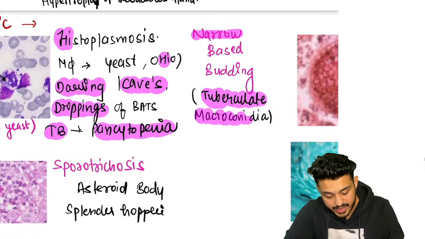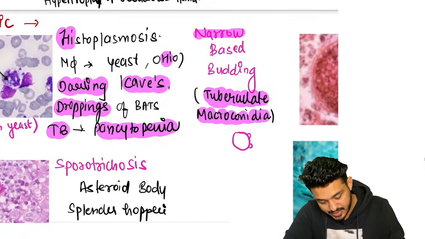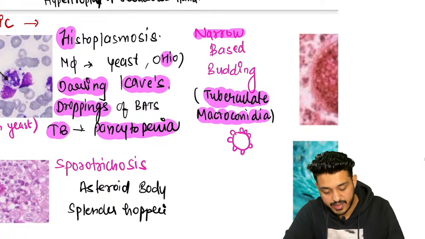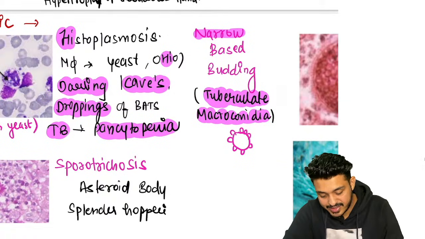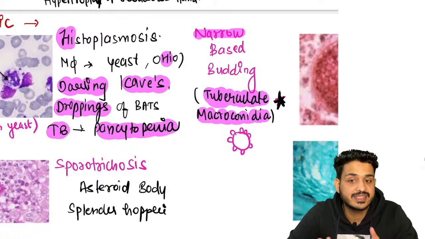Tuberculate macroconidia are going to be there. This is going to have macroconidia like this. This is known as what? Tuberculate macroconidia are going to be there. Very important thing. This has been asked previously in the last NEET PG examination: tuberculate macroconidia, HIV positive patient with TB-like symptoms, right?